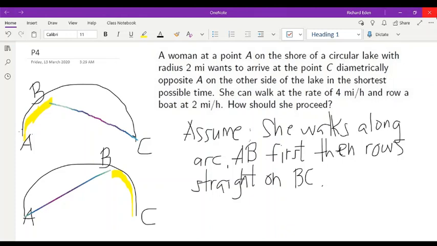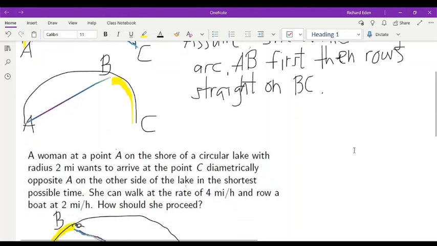Now, even with such an intermediate point B, there are two options. Does she walk first and then row? Or, as in the second figure, does she row first and then walk along the arc? Well, because you could interchange these two scenarios, let's just choose one of them. So for this problem, let's assume she's going to walk along arc AB first, and then she would row straight on segment BC. So let's assume that. How should she proceed? Find the location of point B so that she would consume the least amount of time.